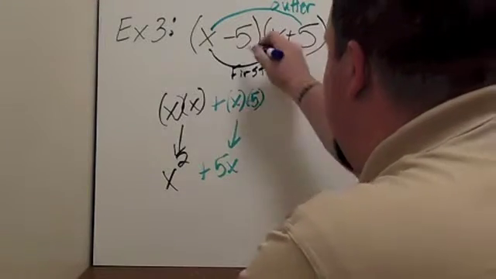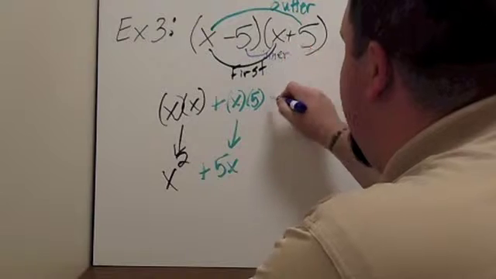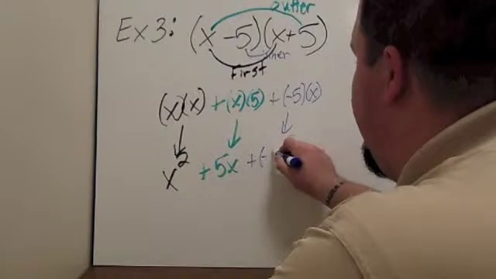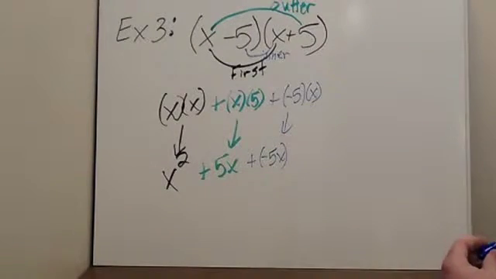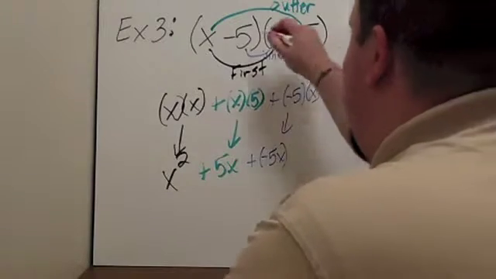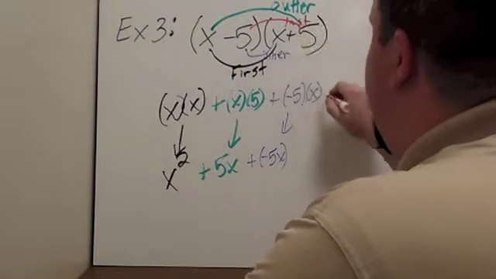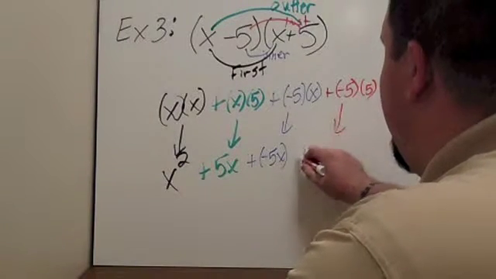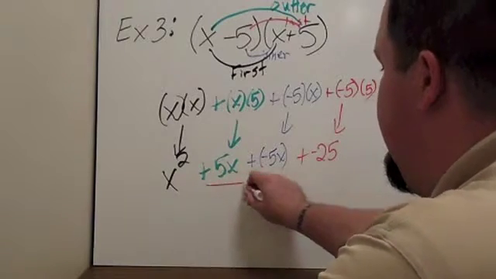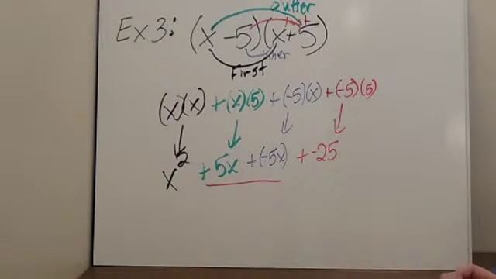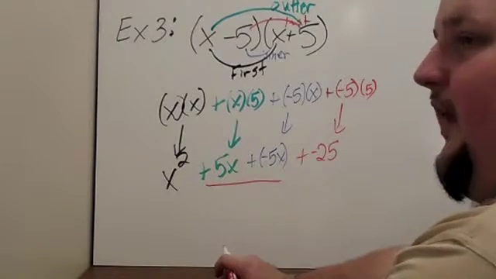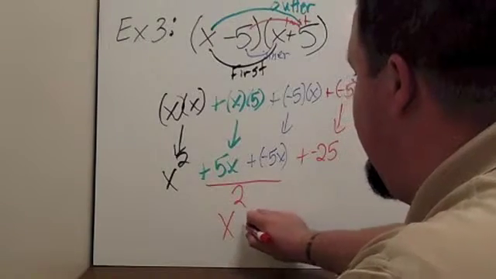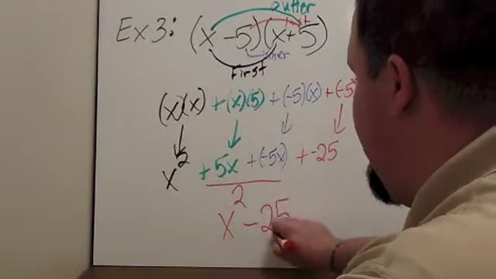Our inner terms, negative 5 times x, which will result in a negative 5x. And then our last terms, negative 5 and positive 5, result in a negative 25. Still combining like terms, but now when I add a 5x to a negative 5x, they cancel each other out. So I'm left with x squared minus 25.